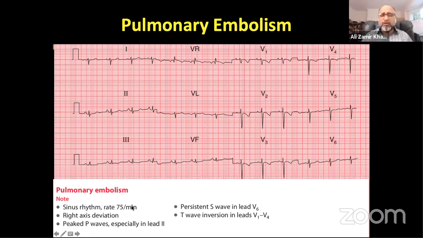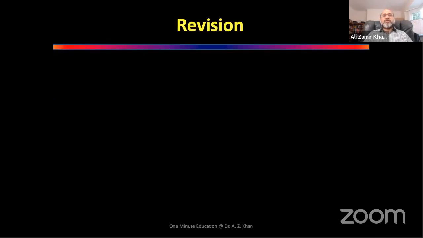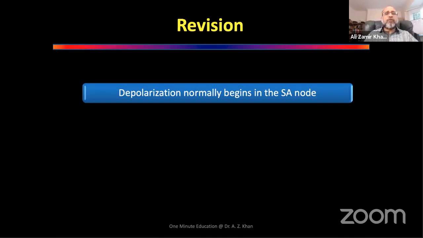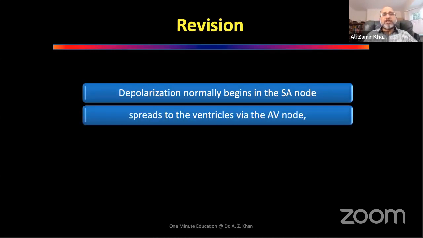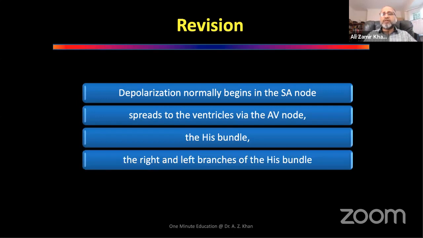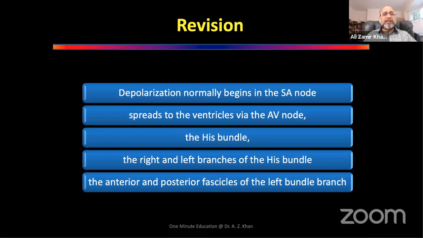Now, just quickly, three or four slides to look at a revision of what we have discussed so far. Just three or four slides, okay? So let me just tell you. Depolarization starts in the SA node, spreads to the ventricles via the AV node, the bundle of His, the right bundle and the left bundle branch, and then the anterior and posterior fascicle of the left bundle branch. I have not put in the anterior and posterior fascicle ECGs. These are all more complicated for cardiologists to understand.